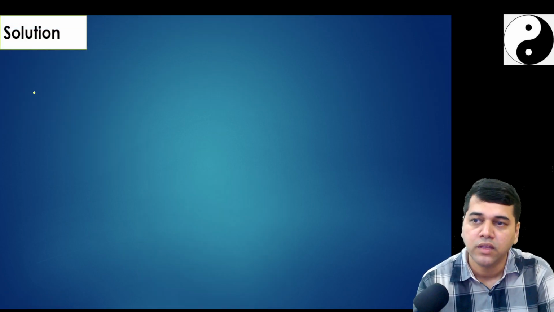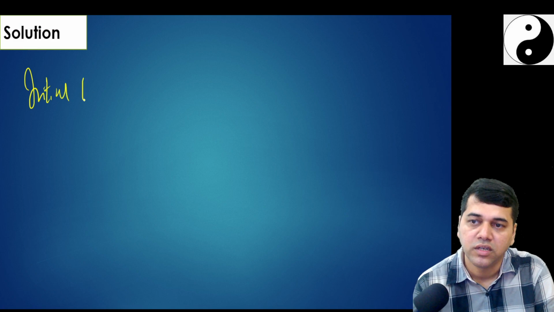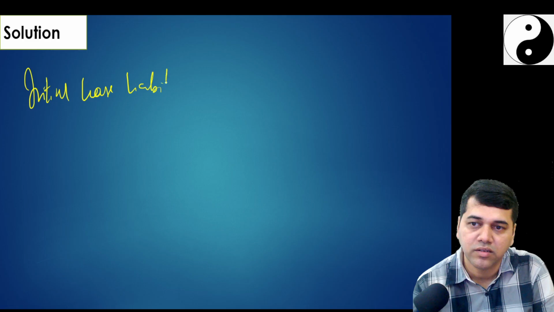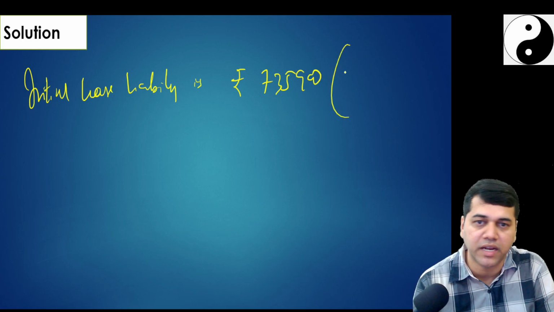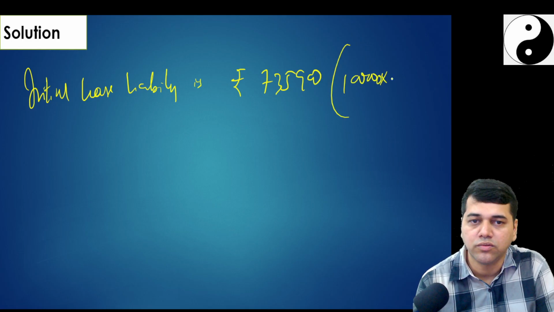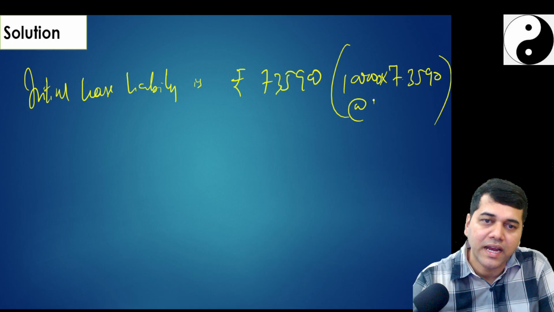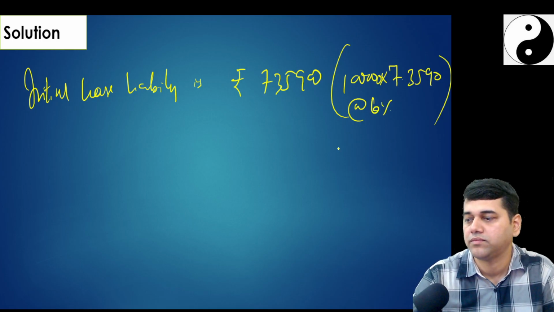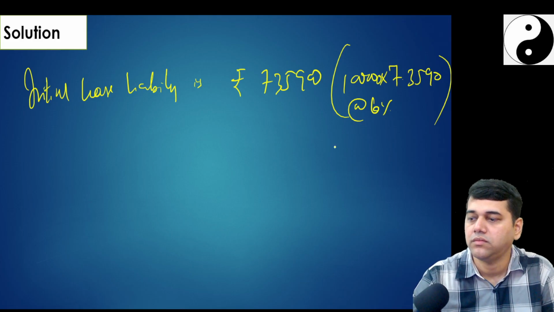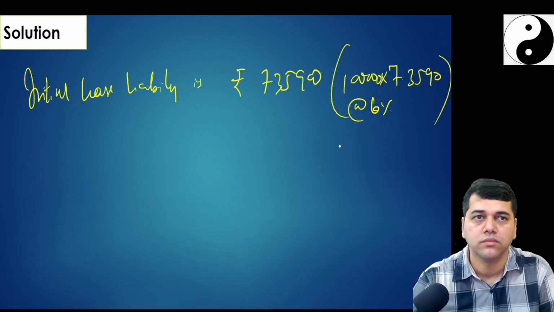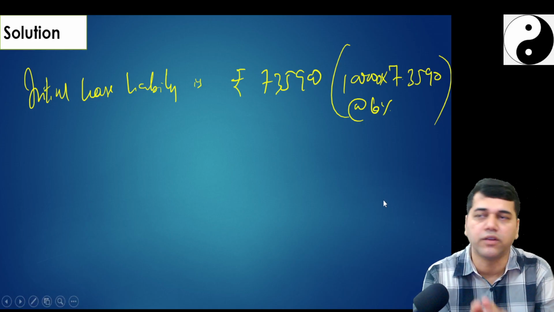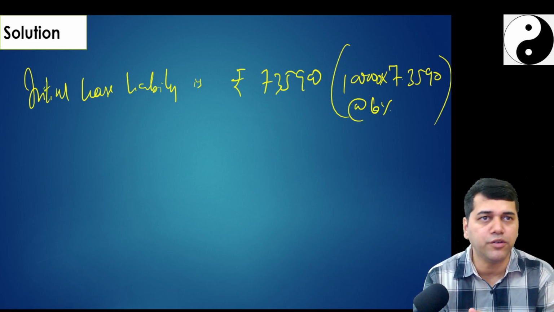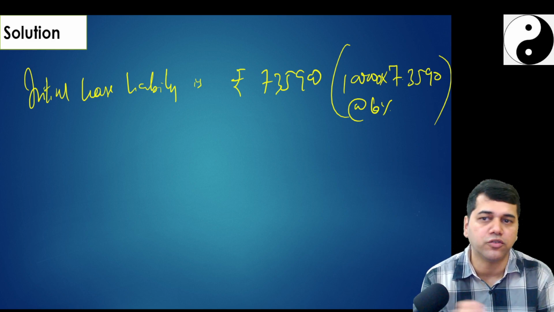Right. Solution. Initial lease liability is rupees 7,35,900. In bracket you can write 1 lakh into 7.3590, which is the present value annuity factor at 6%. Or you could have done one working also for this. Annuity factor total, you could have done working note 1, discount rate factor. Generally they would have given it to you in the question. Take the total of this, find out the lease liability.